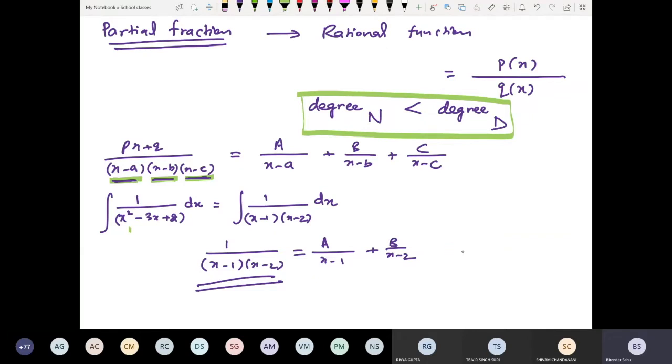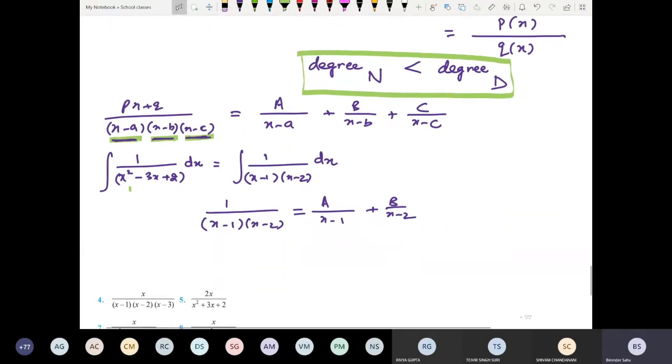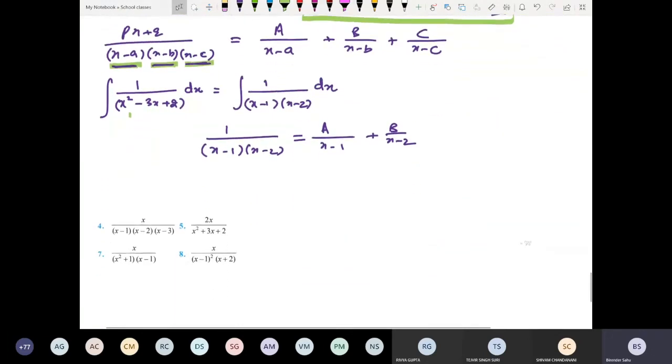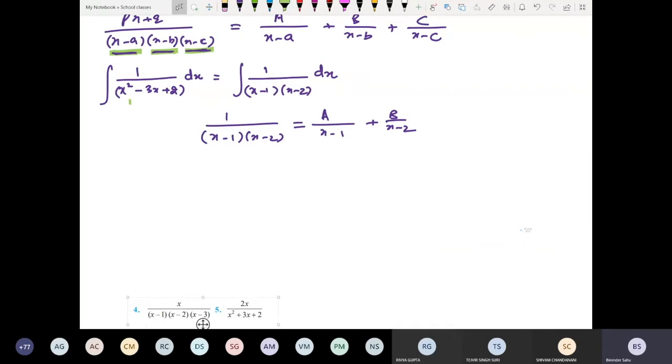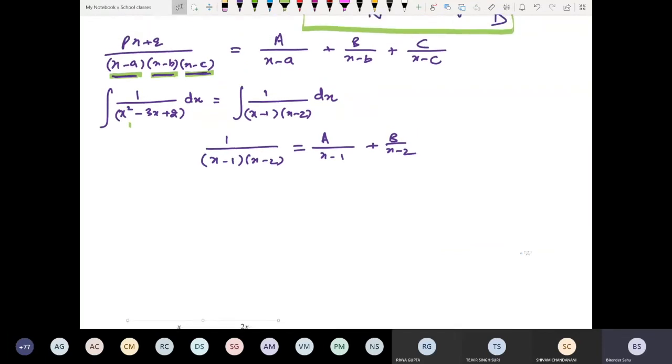Now what to do further? You will try to find the value of a and b. See what we can do here. 1 equals, we are taking the LCM here, x minus 1, x minus 2: a times x minus 2 plus b times x minus 1, over x minus 1, x minus 2.